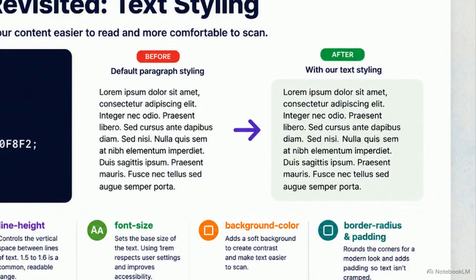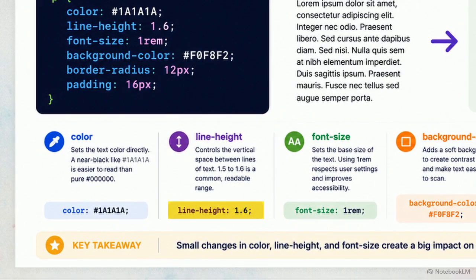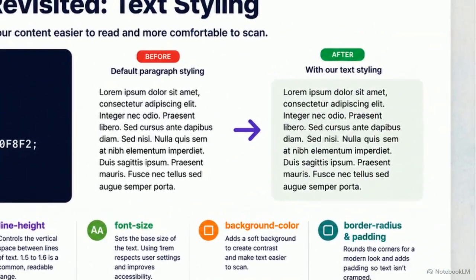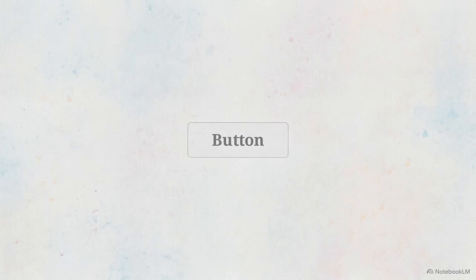This before and after comparison highlights the impact of spatial math on typography. By manipulating the line height variable to 1.6, we force a specific ratio of vertical space between text rows, immediately lowering the cognitive load required to read the block. Typographic styling engineers readability. It takes a raw string of text data and enforces a visual hierarchy that the human eye can instantly parse.